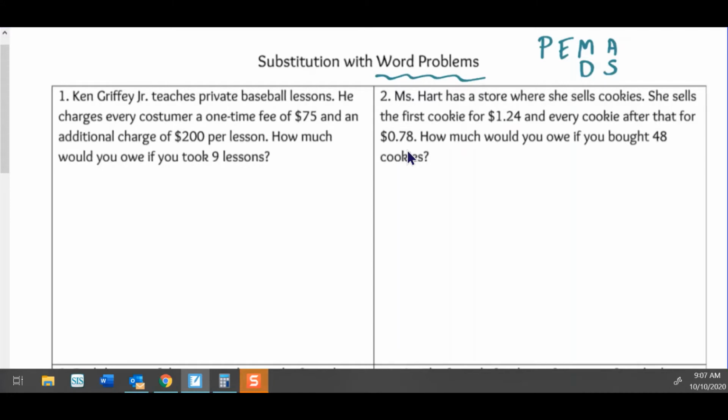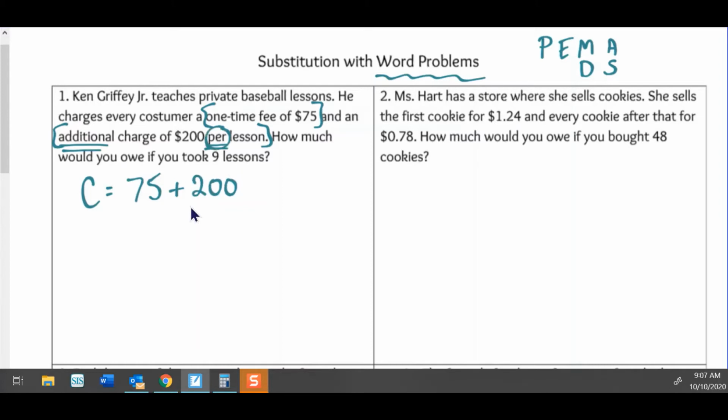teaches private baseball lessons. He charges every customer a one-time fee of $75 and an additional charge of $200 per lesson. How much would you owe if you took 9 lessons? So I'm trying to figure out how much I would owe. I'm going to label that as maybe my cost, or C. And that's going to equal a one-time fee, so it's just $75 one time, and then an additional charge plus $200 per lesson. That phrase is very important.